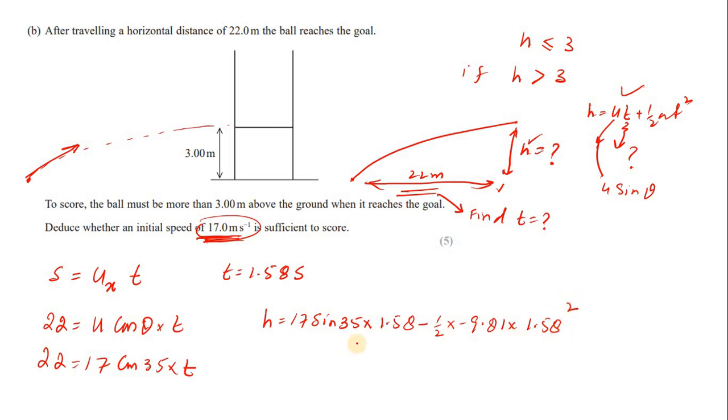Now use your calculator, put all these numbers in one go. So h will be 3.16, which is approximately 3.2. So of course 3.2 is greater than 3. So yes, there will be a score. I hope that you've got the idea. And I'm sorry about my writing, I'm just trying to improve.